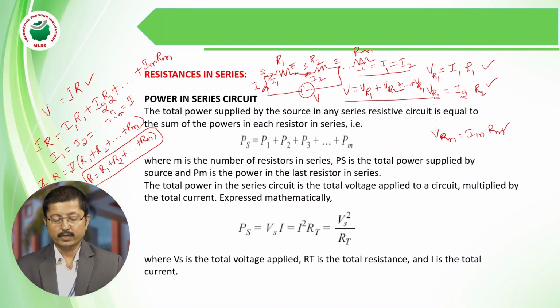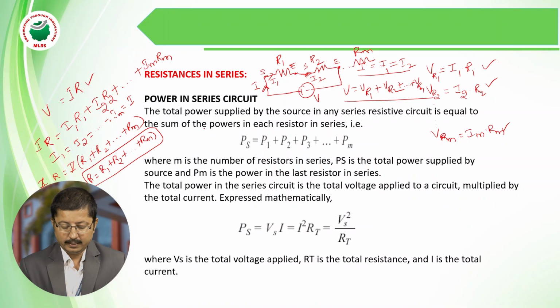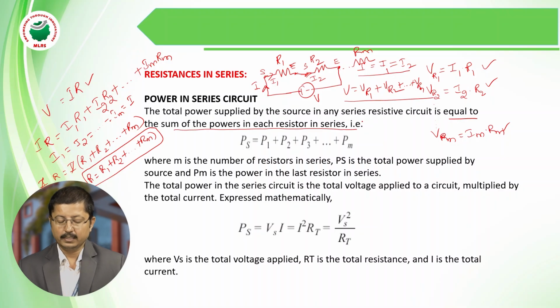Now coming to the powers, we can see. The power supplied by the source in any resistor circuit is equal to the sum of the powers in each resistor in series. So the source power is equal to P1 plus P2 plus P3 up to Pm. So the total power supplied by the source is equal to the sum of the powers in each resistor.